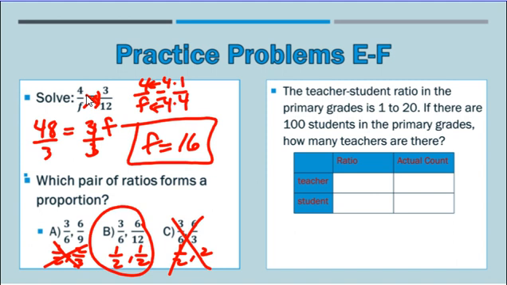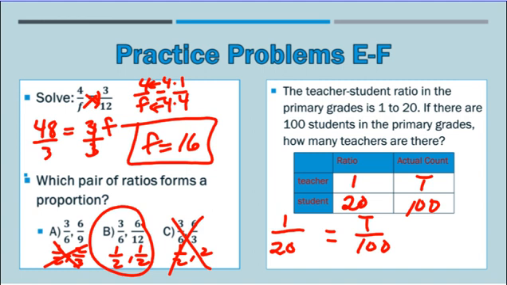And the last one here. The teacher-student ratio in the primary grades is 1 to 20. So one teacher for every 20 students. If there are 100 students in the primary grades, how many teachers are there? So 1 over 20 is the same as T over 100.